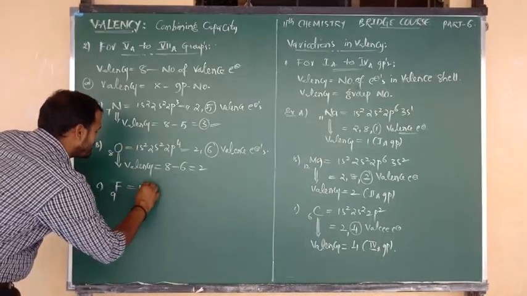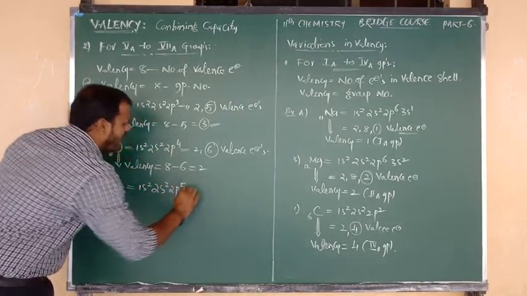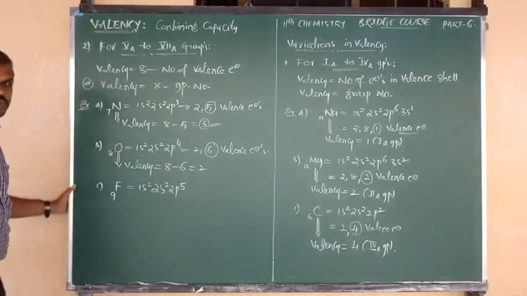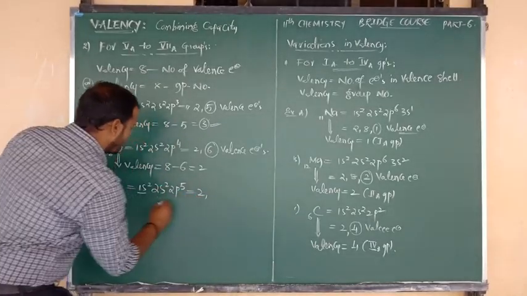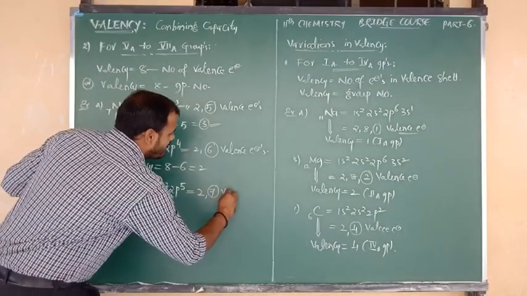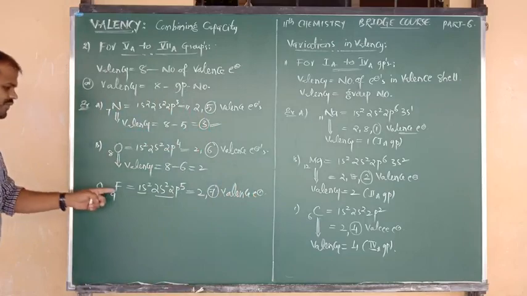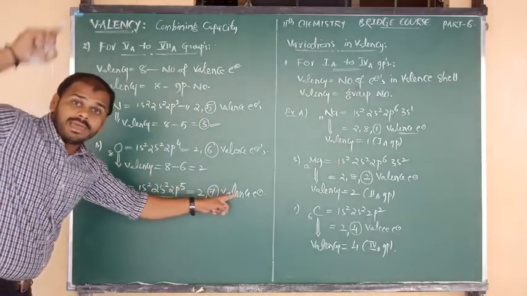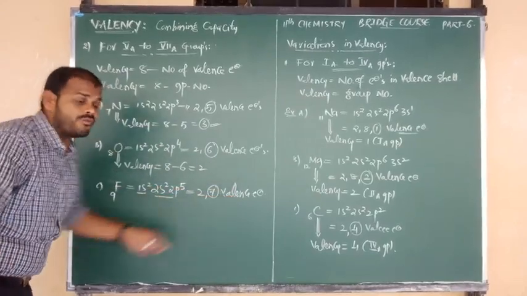So we can write the electronic configuration 1s2, 2s2, 2p5. Means first orbit contains 2 electrons, second orbit contains 5 plus 2, 7 electrons. Total how many valency electrons are there? 7 valency electrons. So fluorine contains 7 valence electrons, meaning outermost orbit electrons, but this is not equal to valency.